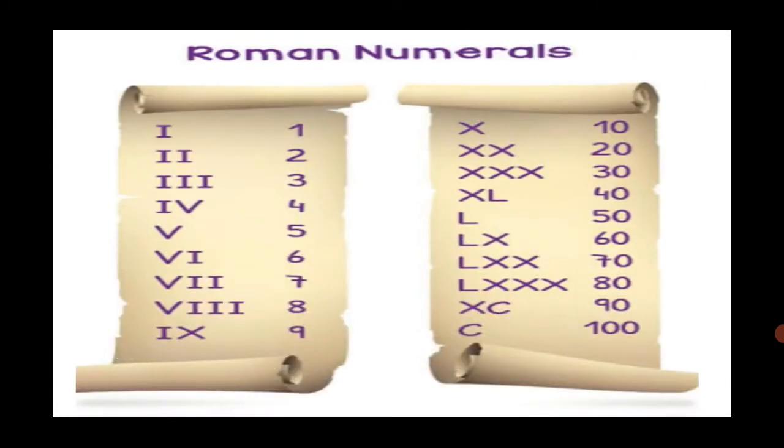See here, 1 can be written as I, and 2 can be written as double I, 3 as triple I. How can I write 4 in Roman numbers? It is I and V. So in this way we write all the Roman numbers.